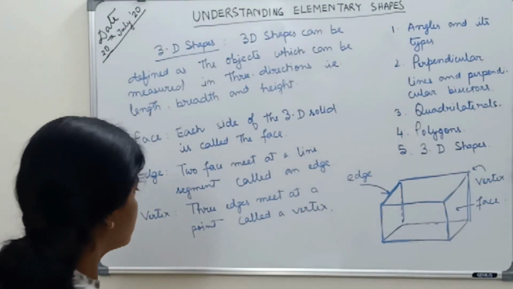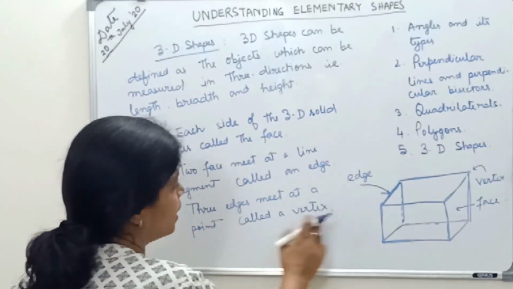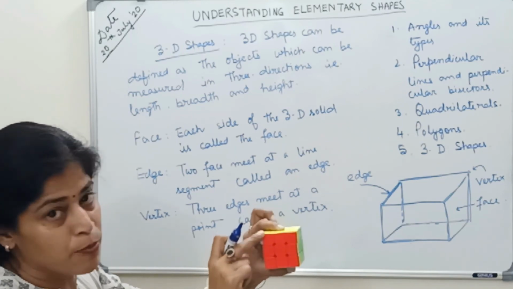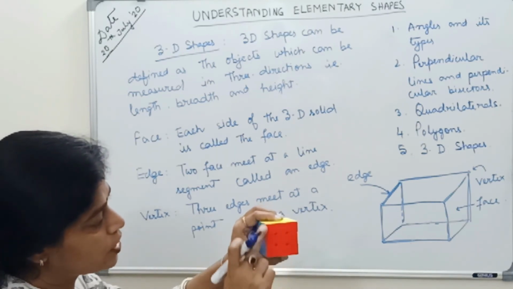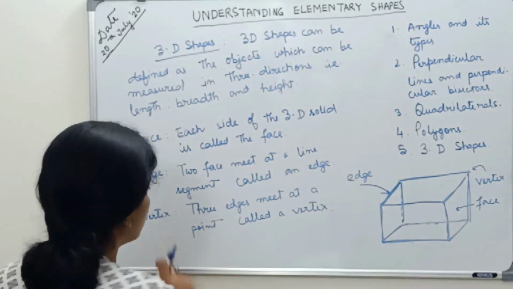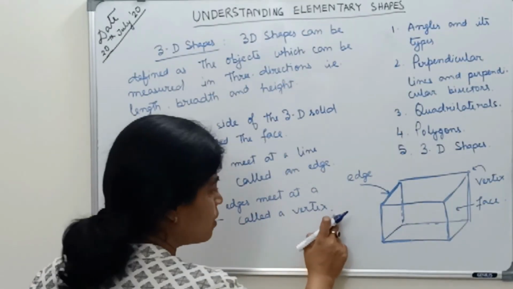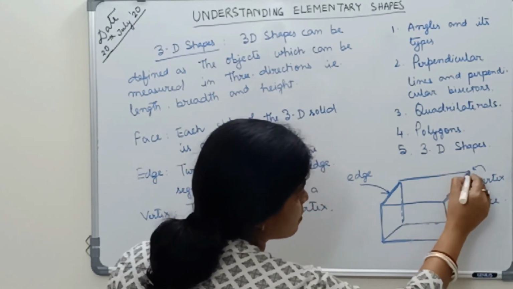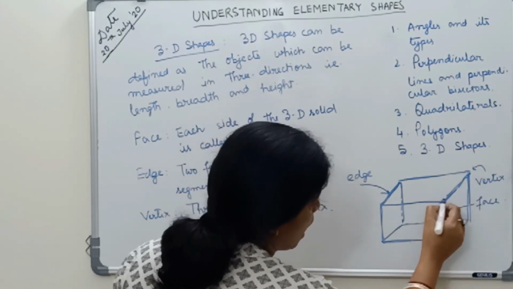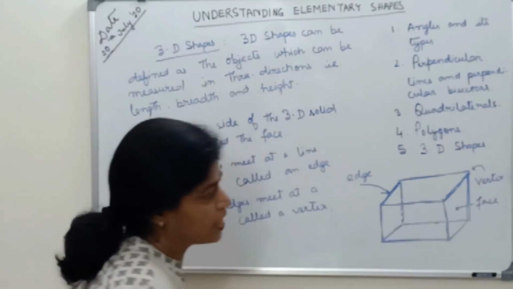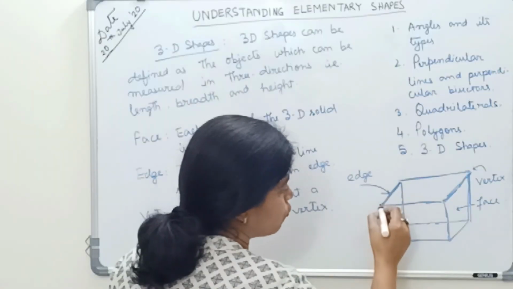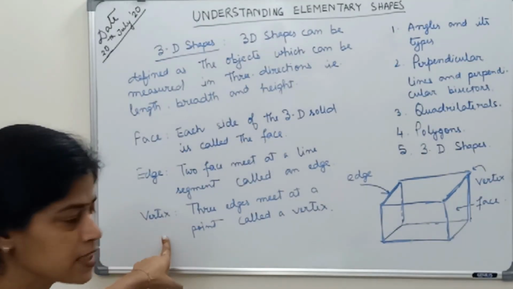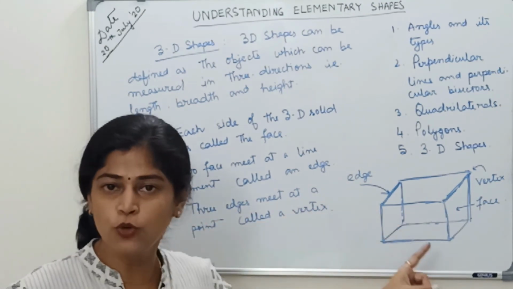Now how many vertices are there? 3 edges meeting at a point is called a vertex. See, 1, 2 and 3 edges meeting at a point. This is called the vertex. So here you see 3 edges are meeting at a point, the vertex. So 1, 2, 3, 4, 5, 6, 7, 8. There are 8 vertices for a cube or a cuboid.